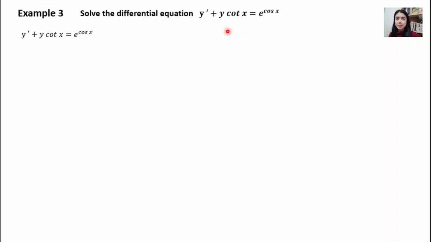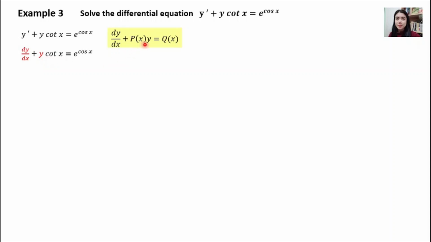Okay, let's look at example 3. In example 3, what you have here is a y prime, so change this y prime to dy/dx. In this differential equation, you can see that you have dy/dx and one variable y. Compare this with the general form of the linear equations. You have dy/dx and one variable y, so it looks like the general form of the linear equations.